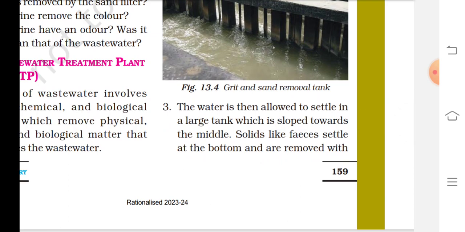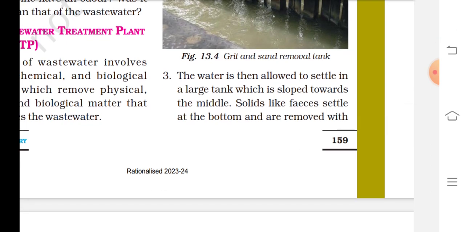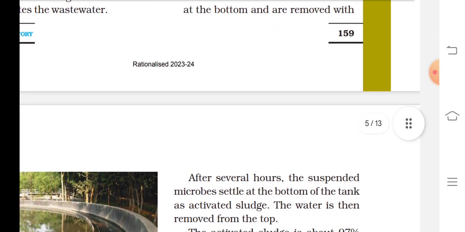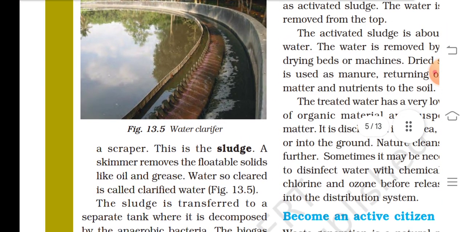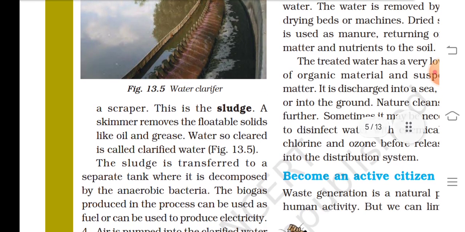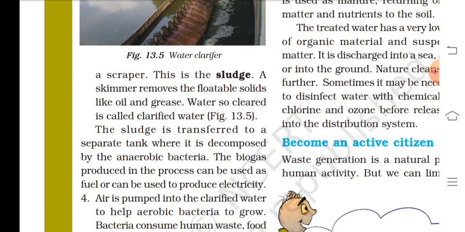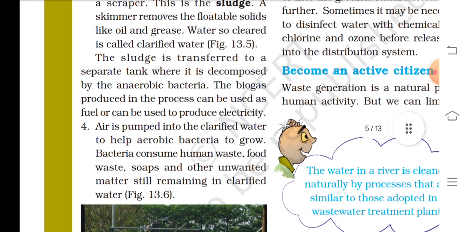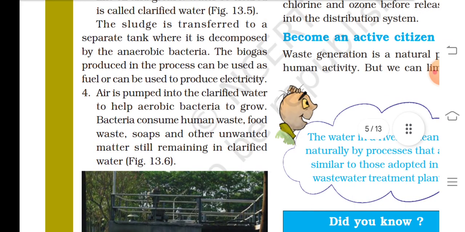The tank floors slope towards the middle. Solids like feces settle at the bottom and are removed with a scraper. This is the sludge. A skimmer removes the floatable solids like oil and grease. Water so cleared is called clarified water. The sludge is transferred to a separate tank.